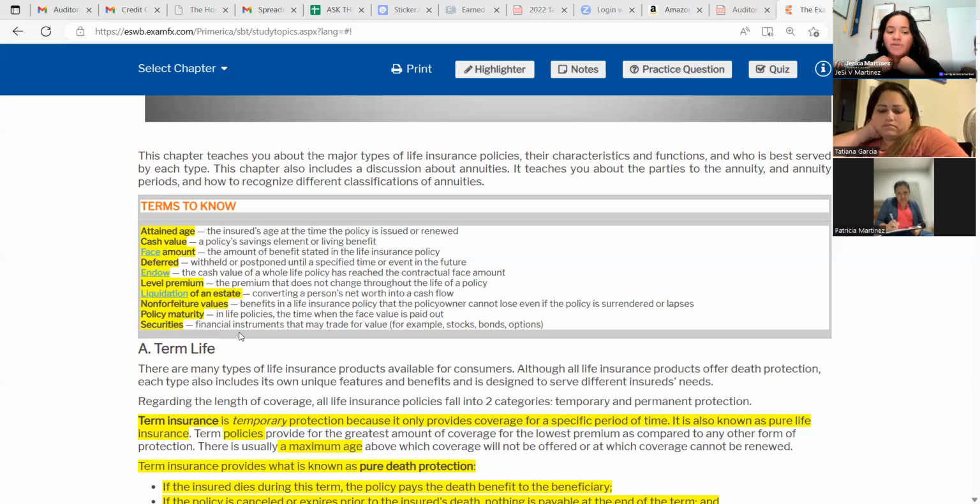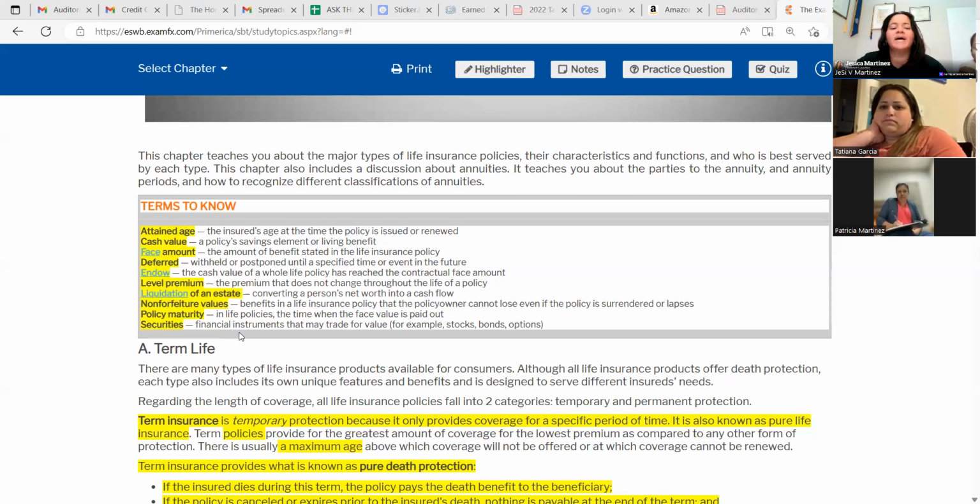Deferred is when something is withheld or postponed until a specified time or event in the future. That's when you defer the payments, and you see more of that on annuities and retirement accounts, when you're deferring to get paid or postponing. Deferido es como yo la vi, lo dejas para después. How do you say that one?